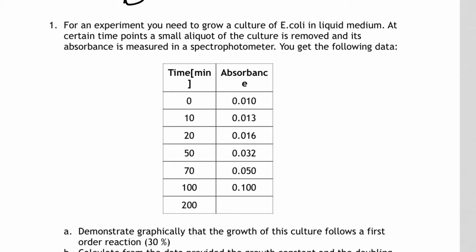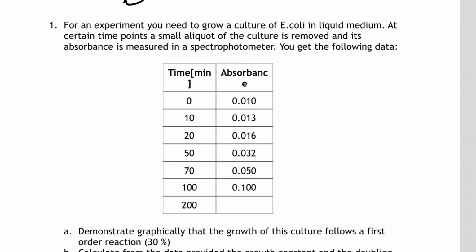So, we are back to kinetics. And here's basically the question that I set in last year's exam paper. For an experiment, you need to grow a culture of E. coli in liquid medium. At certain time points, small aliquots of the cultures are removed, and the absorbance is measured in a spectrophotometer. And this is what you get in terms of data.